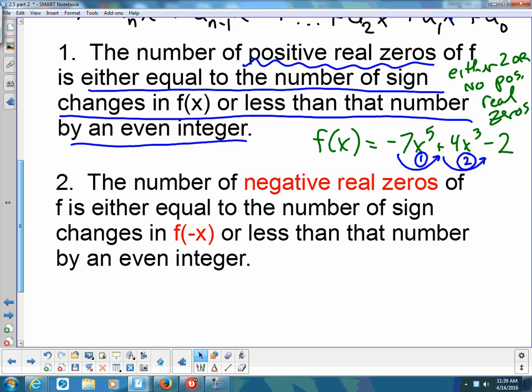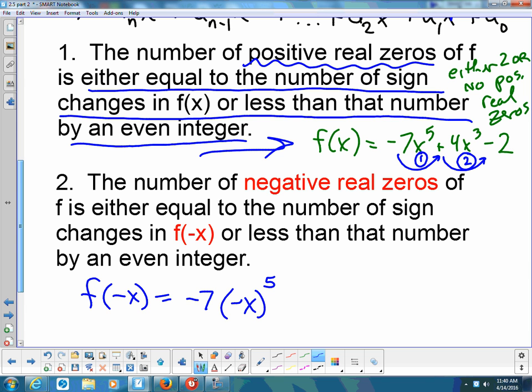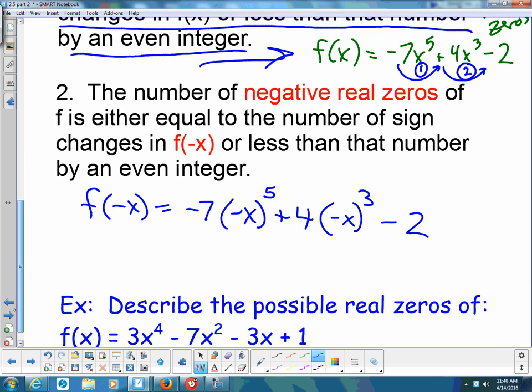The number of negative real zeros of the function f is either equal to the number of sign changes in f of negative x, or is going to be less than that number by an even integer. So if I stick with my original example and I try to find f of negative x, you know that means I have to take out every x and replace it with the opposite of x, right? So I need negative 7 times opposite of x to the fifth plus 4 times negative x to the third minus 2. And we simplify this.